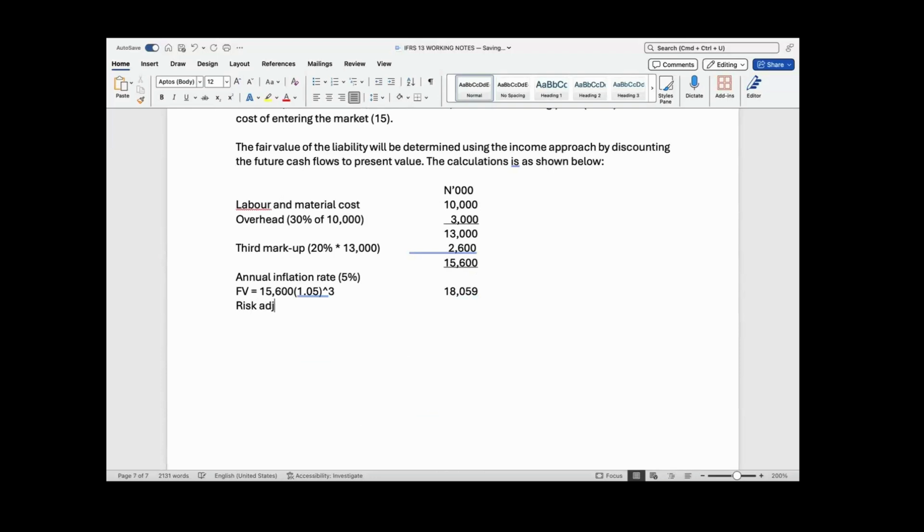And finally, let's make some risk adjustment of 6%. So what's 6% of 18,059? How much is that? 1,084. So what's then the addition? 19,143. Okay, so this is then my future cash flow.